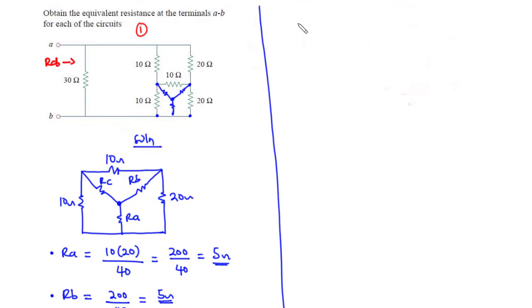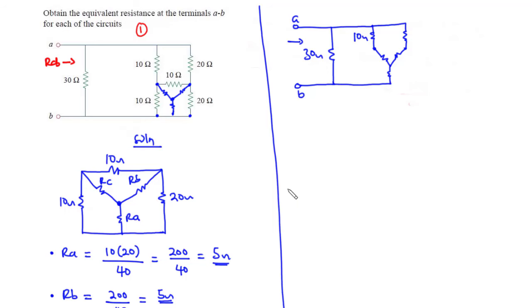So now let's redraw the circuit. We have this to be the two terminals. We have this to be the 30 ohms resistor. We have the 10 ohms resistor, that is this 10, and then this 20 here. Now at this point we are going to connect RC and then RB. So we have this to be RC and then this to be RB. And then we have this to be RA. So RA is 5 ohms, RB 5 ohms, and then RC 2.5 ohms.